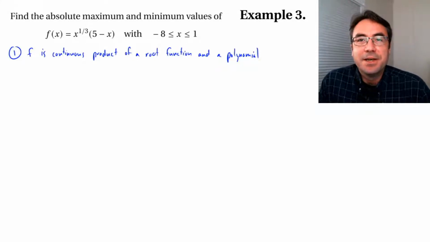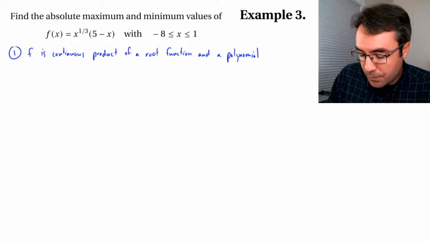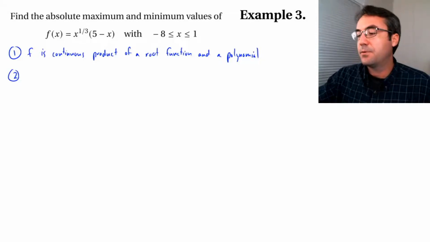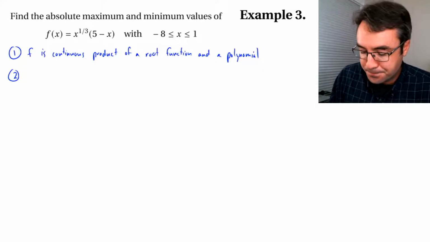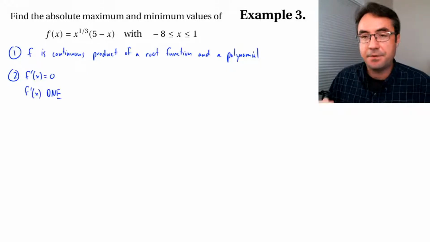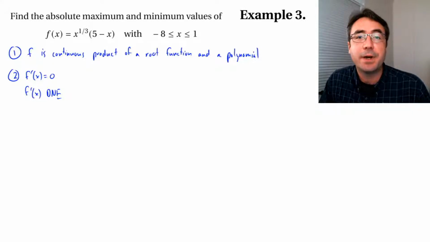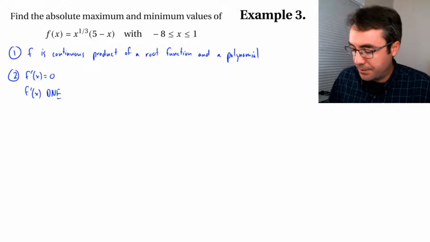All right. So we've got a continuous function, a root function times a polynomial. So that's good. We can apply the closed interval method now. What we want to do next is find our critical numbers. We want to find where f prime is equal to 0 or where f prime is undefined. Those are the two things we're looking for. They give us an indication where we might have a local max or a local min. So we need the derivative, and that's what we're going to calculate here.